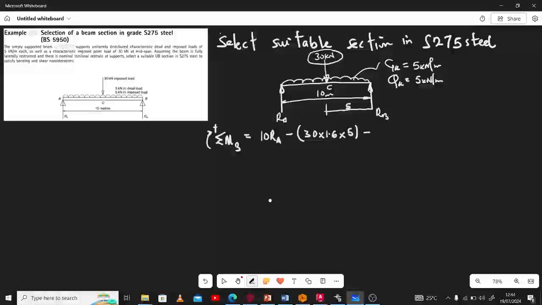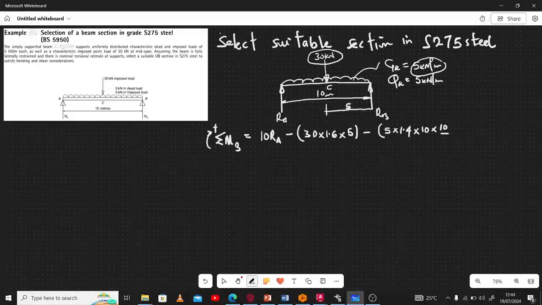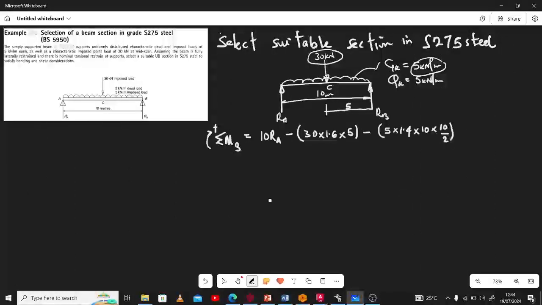Then the next, we're going to have, let's take this dead load, 5 kilonewton per meter. Now factoring that, for a dead load it is 1.4. All right, then we might want to convert it to a point load by multiplying through with the entire span, then half the distance to B. The same thing happens with the other one, but for the fact that it's an imposed load, we make use of 1.6 multiplied by the entire span, then the distance down to B.